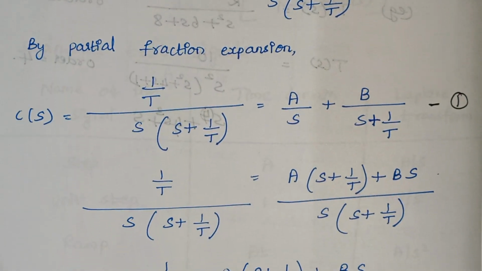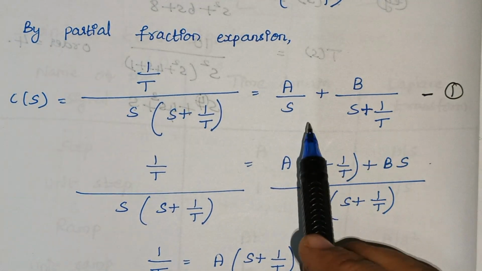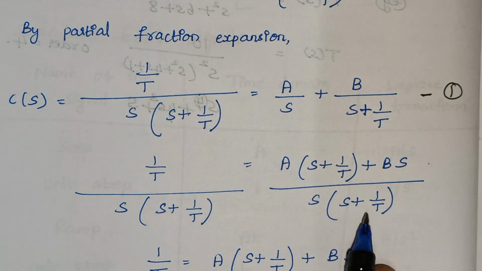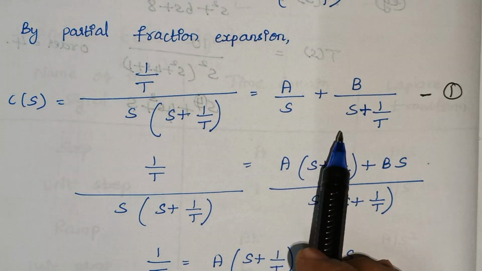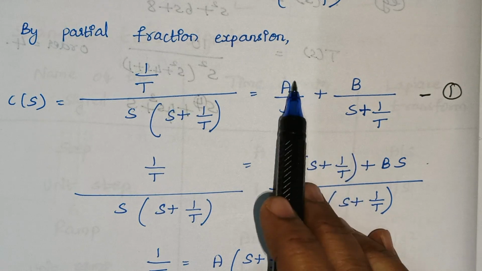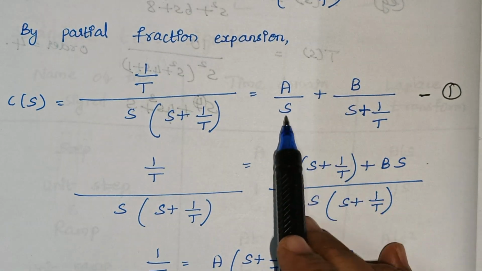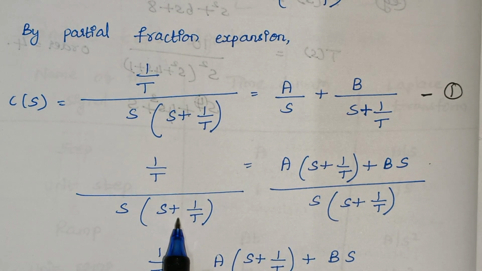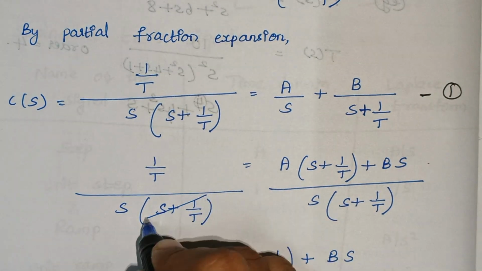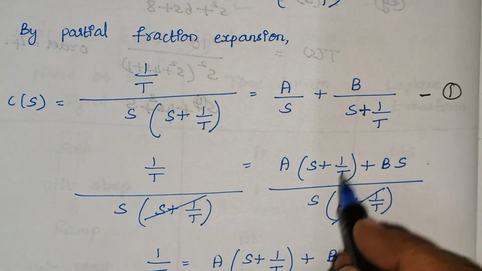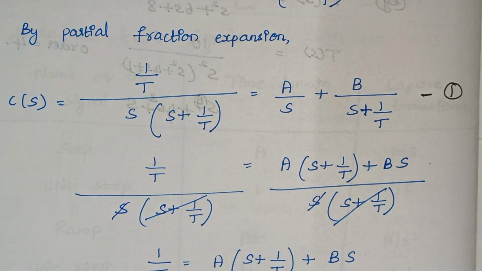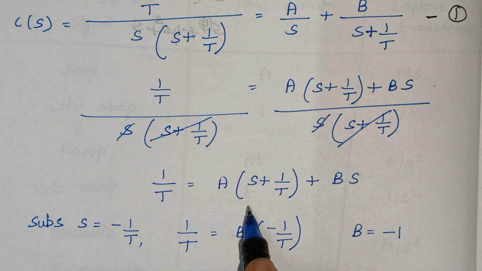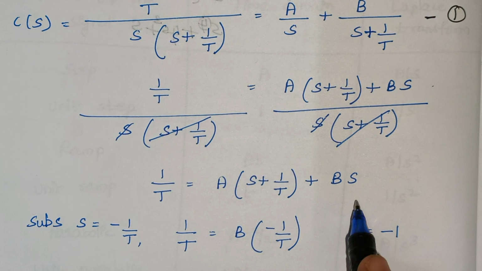And the next thing is we are going to take the LCM here. When you take the LCM, the denominator will have s into s plus 1 by T. When you cross multiply, you will have A into s plus 1 by T and for the other, B into s. So when you compare the LHS and RHS, these two denominator terms are the same, so these two terms will get cancelled. And the remaining terms will be 1 by T is equal to A into s plus 1 by T plus Bs.